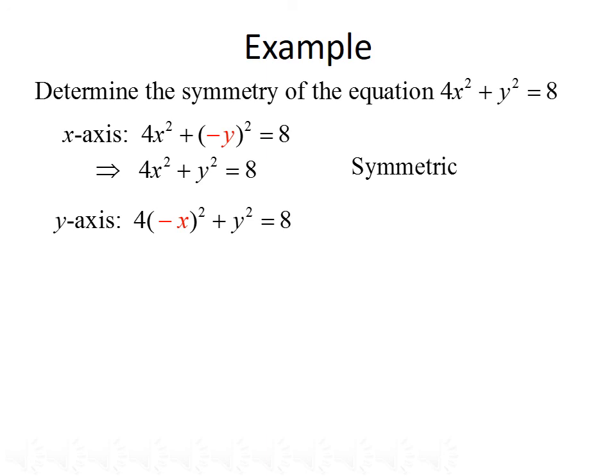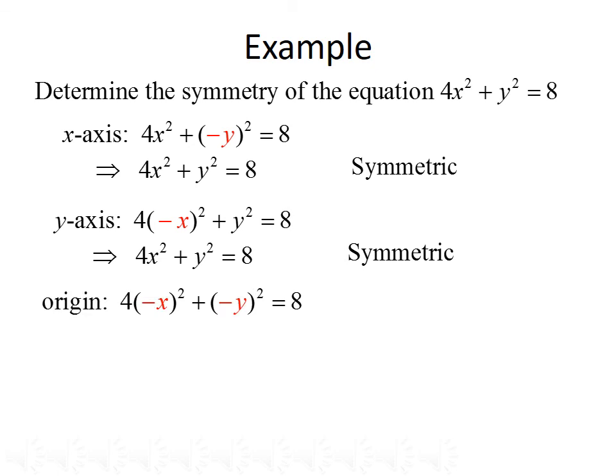We replace x with minus x, giving us 4 times (minus x) squared plus y squared equals 8. When we simplify, that gives us 4x squared plus y squared equals 8. And since the resulting equation is the exact same as the equation we started with, we have symmetry with respect to the y-axis. Finally, we'll test for symmetry with respect to the origin.